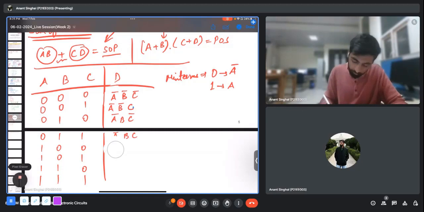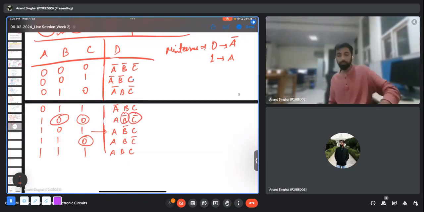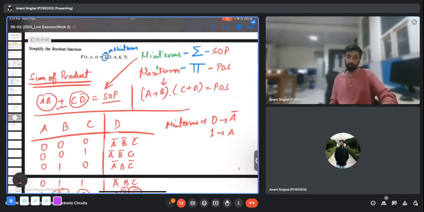Then I have A times B complement, C complement, similarly A, B complement, C. For 1, 0, 1 I have written, so here it is A, B, C complement. So basically wherever there is a 0, I'm just adding a complement. You can see here two complements. So this is how we represent the min terms, and we can make a K-map using min terms.